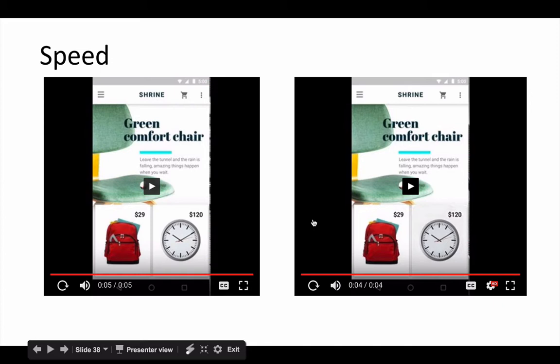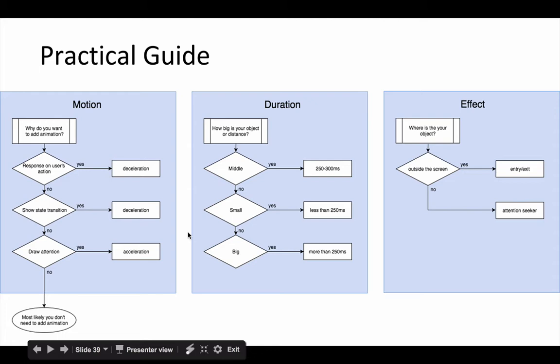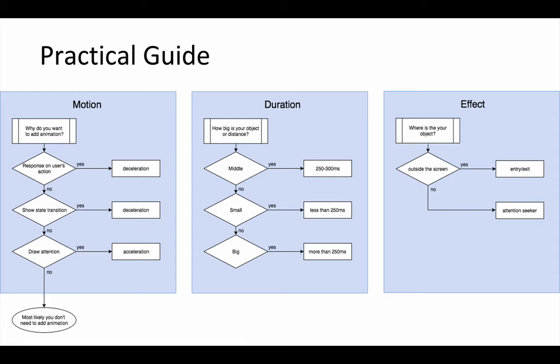So summarizing all this information, I want to show you a diagram I created. This is everything we just discussed, but in one slide. So if you want to create animation on your site, what should you do? First, ask yourself why you want to add animation, to not create such disturbing sites. So if you want to respond to user action, okay, go for it, add animation with deceleration. If you want to show some transition of the state, go for it, use deceleration. If you want to draw attention in some way, go for it, use acceleration.